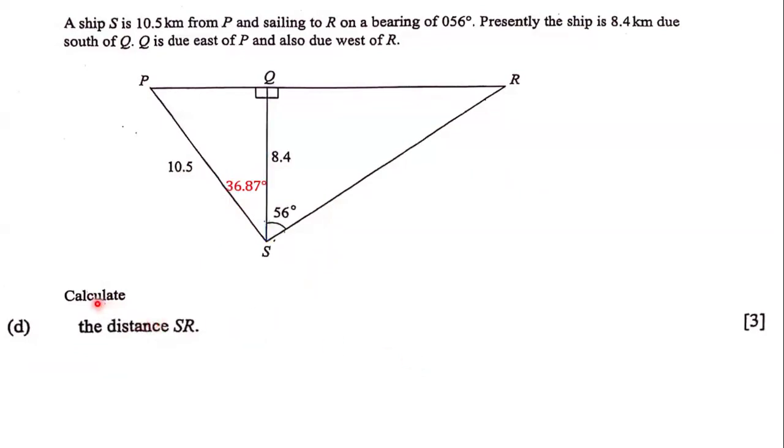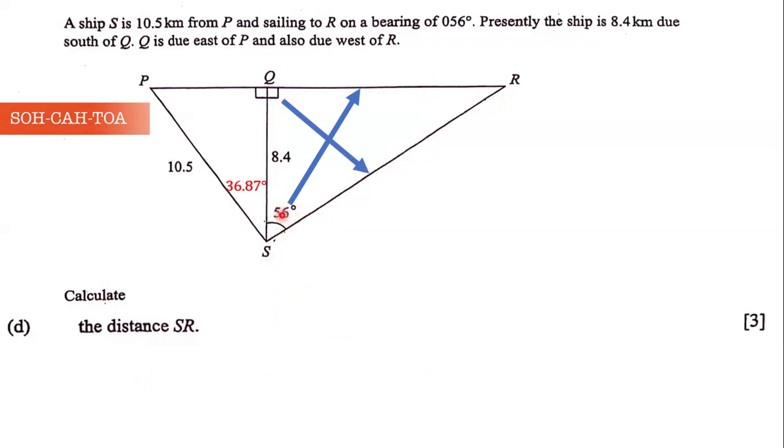Next, the question wants us to calculate the distance SR. So this is the distance SR right here. Now, SR is one of the sides of this right angle triangle. What we're going to do here is label our sides. The side that is opposite the angle is the opposite side. The side that is opposite the right angle is the hypotenuse, and the remaining side is the adjacent.